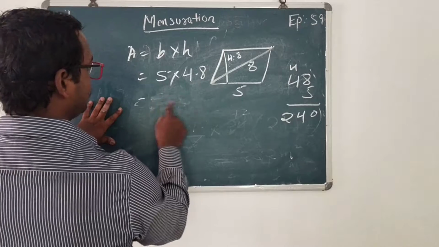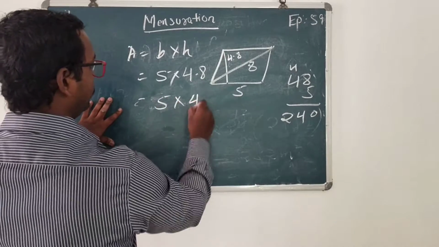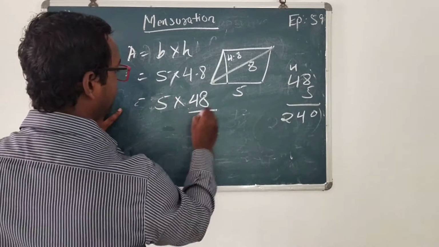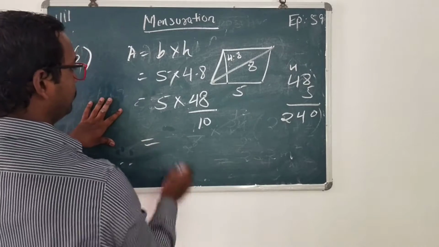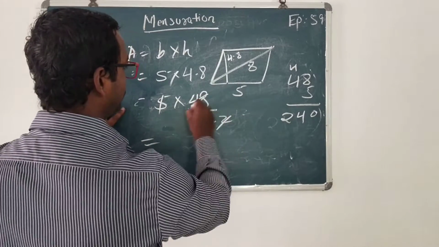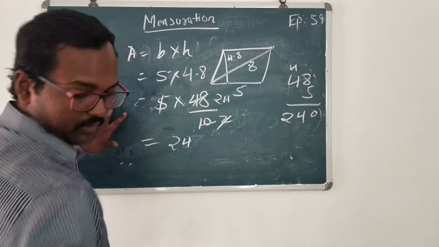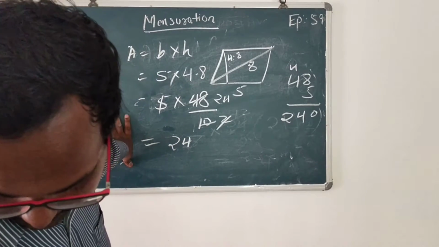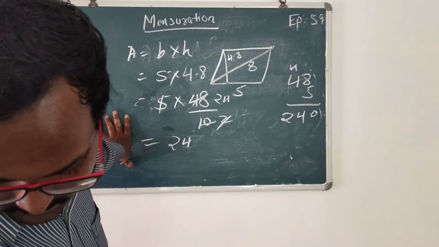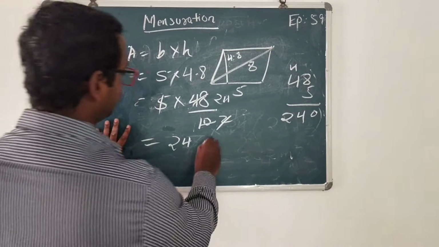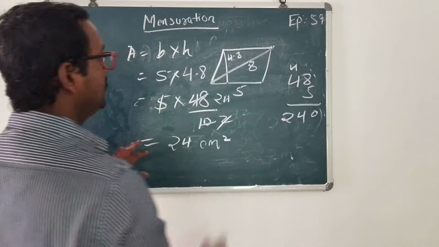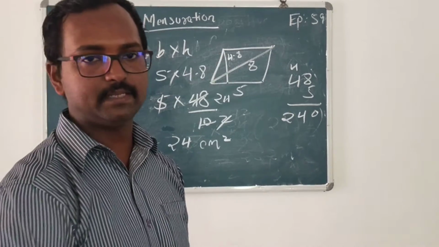This can be written as 5 into 48 by 10. So it will become 5 2 2 24. So the answer is 24 centimeter square. So the area of the rhombus is 24 centimeter square.